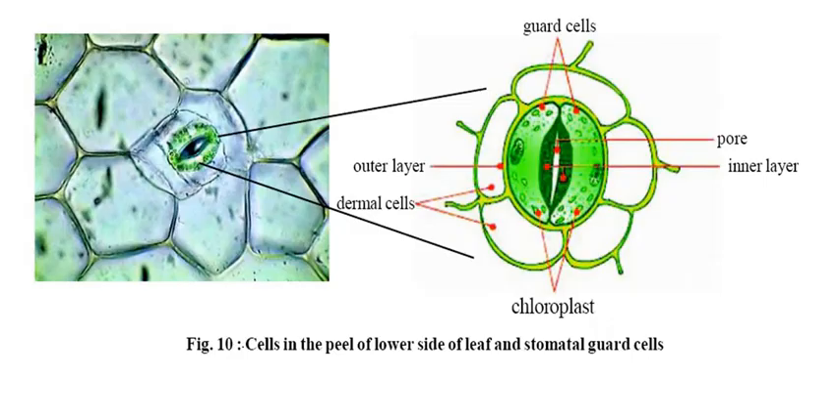You can see this one, the cell in the lower side of the leaf and the stomatal guard cell. You can see it is the stomatal guard cell, and it is the pore. You can see here the pore is here, the inner layer, and it is the guard cell. And it is the chloroplast, which looks like a green cell, in the lower side of the leaf and the stomatal guard cell.